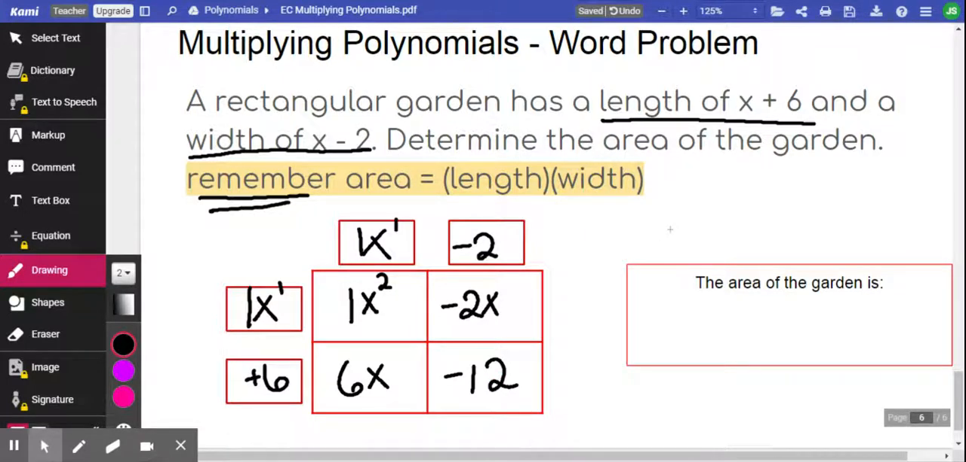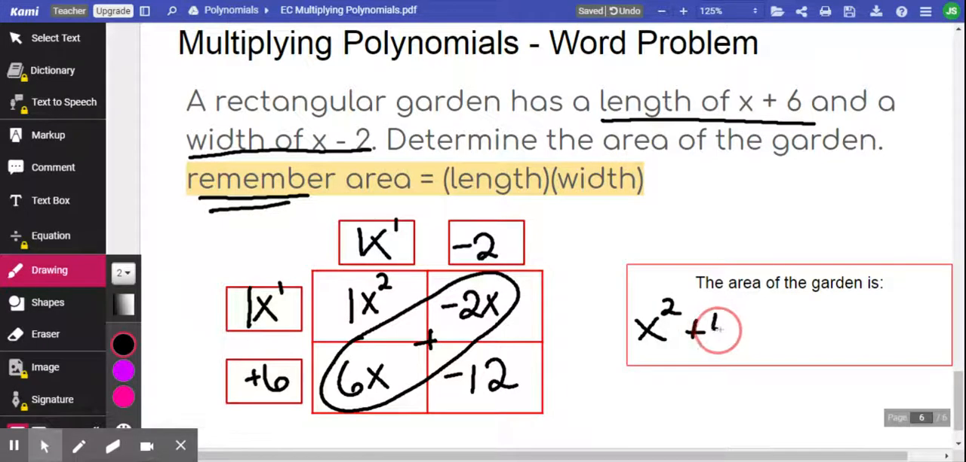So now I'm going to write this in standard form. I'm going to start with my x to the second power. Then I'm combining my x's. I've got a 6x plus a negative 2x. So 6 plus negative 2 is really the same thing as saying 6 minus 2, which is a 4. So positive 4x. And then last but not least, we're bringing down that negative 12.